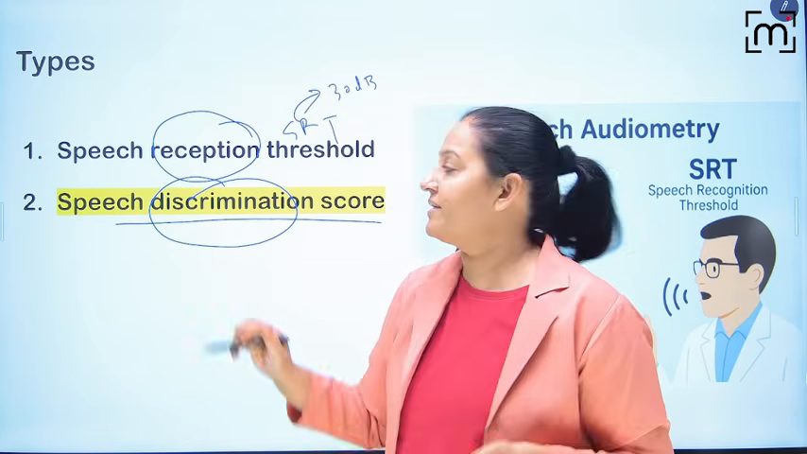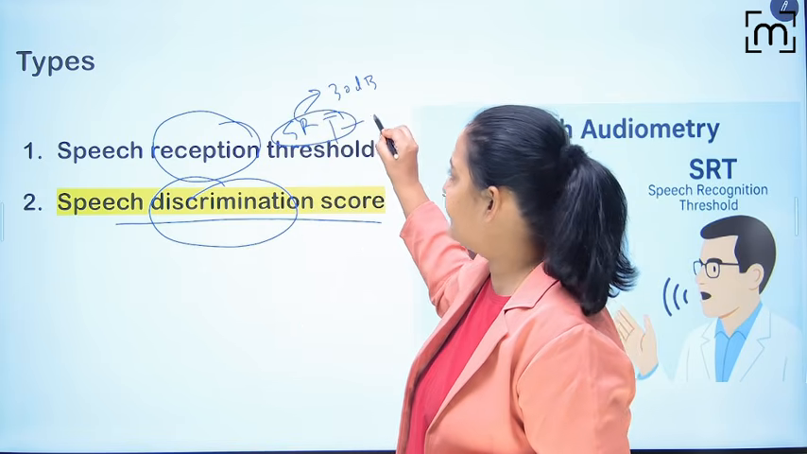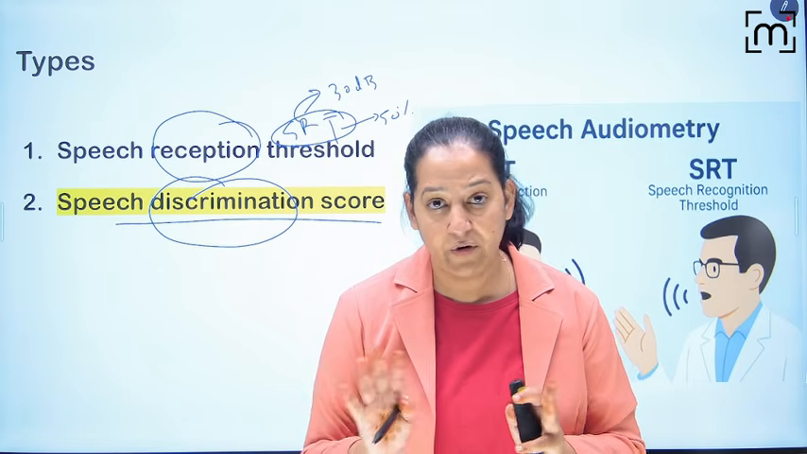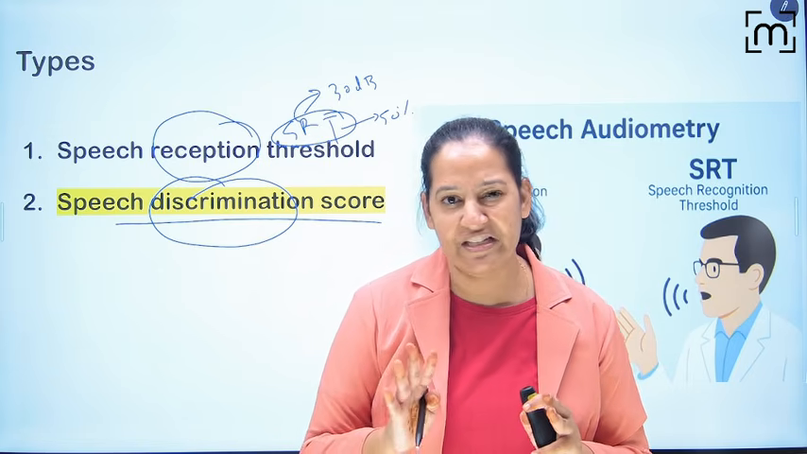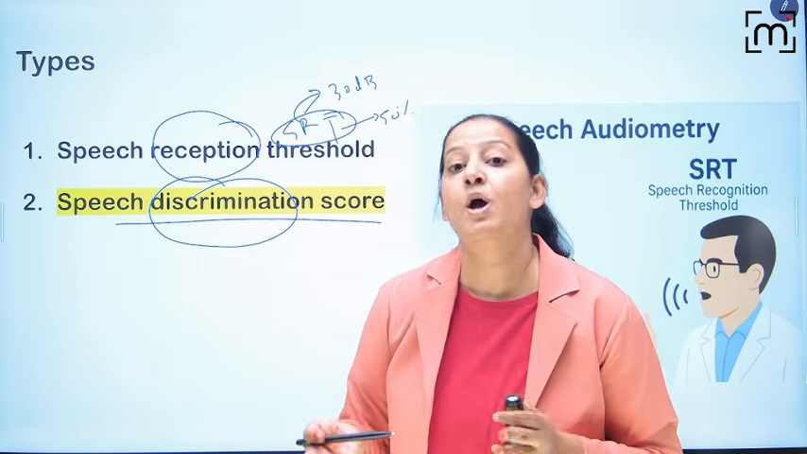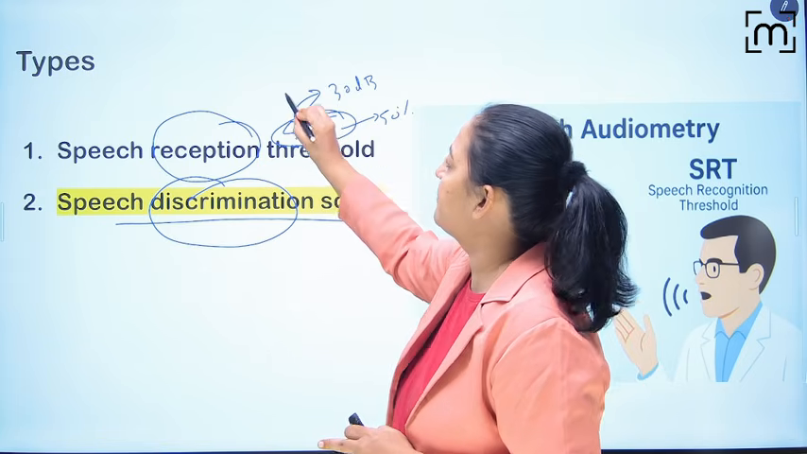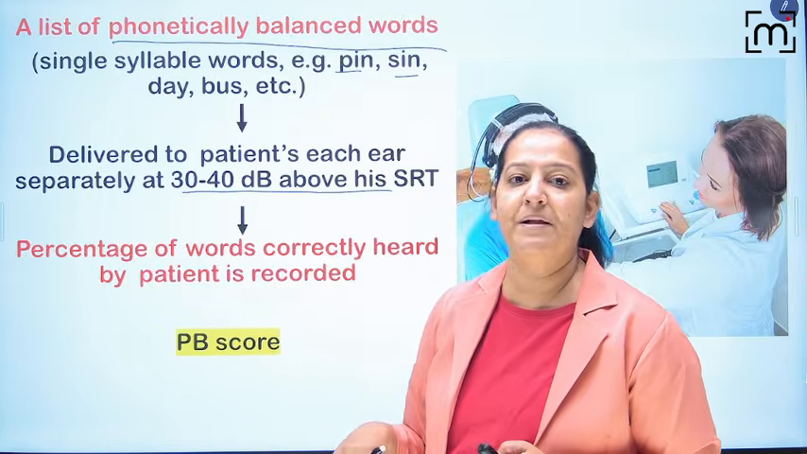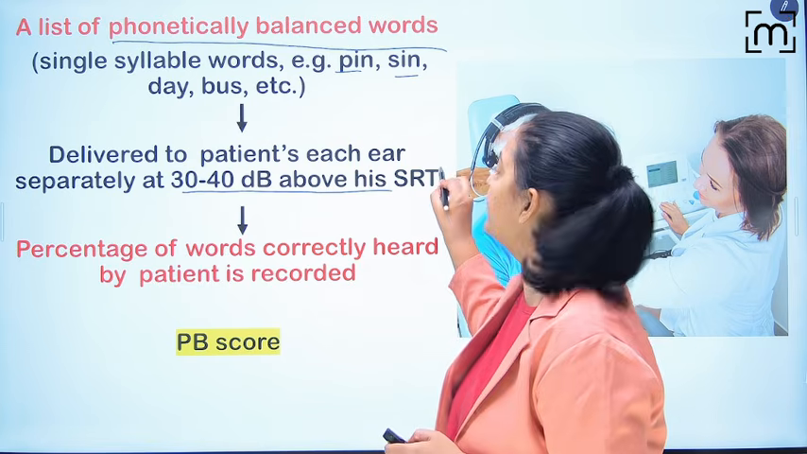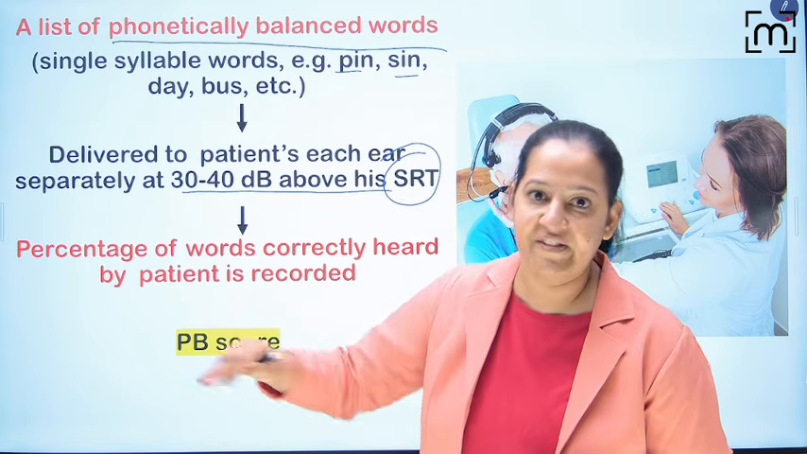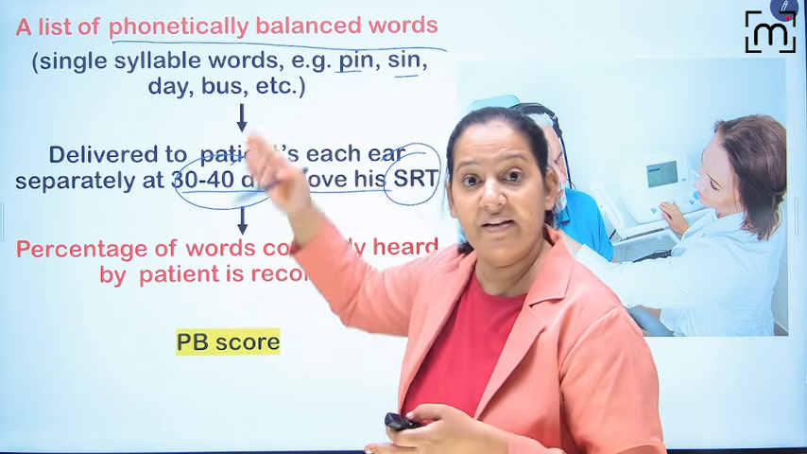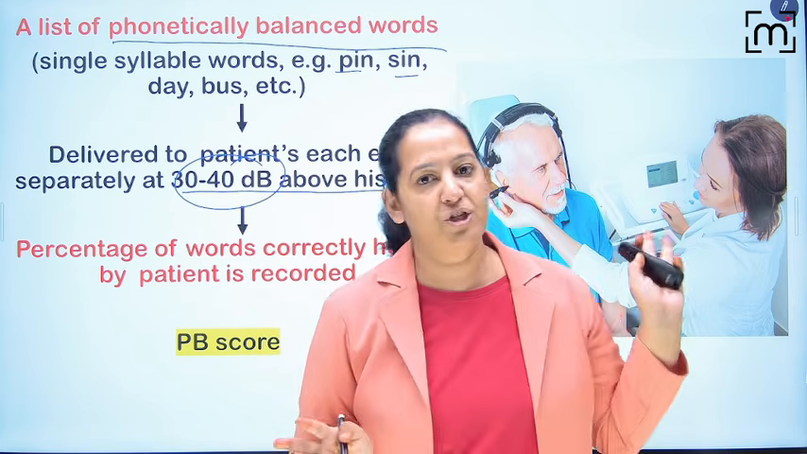Now we are sure what SRT is: the intensity at which 50% of the words are correctly repeated. 50%, not 100%. It is the minimum intensity at which 50% are correctly repeated. For example, if this patient's minimum intensity is 70 decibel, then 70 plus 30, at 100 decibel, I will deliver this. I already know the SRT of this patient. First I perform the first test, and whatever the SRT is, I will add 30 to 40 decibel and then give a list of 100 of these words and ask the patient to repeat them.